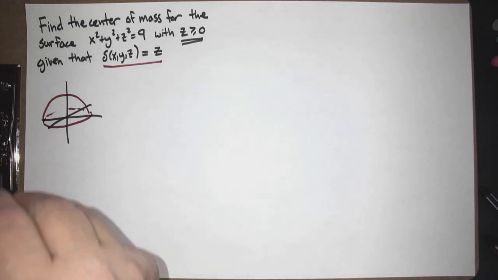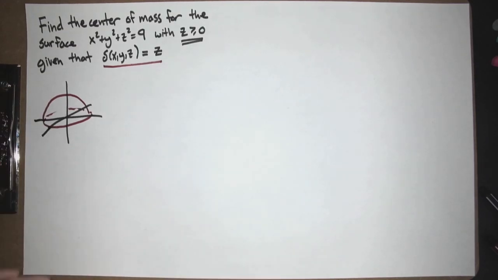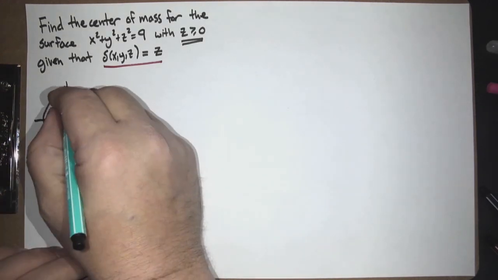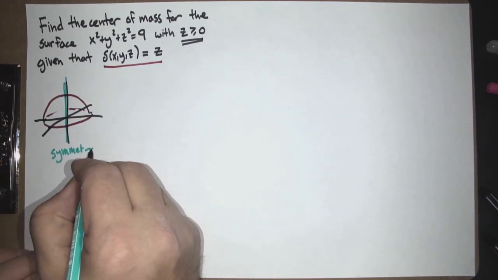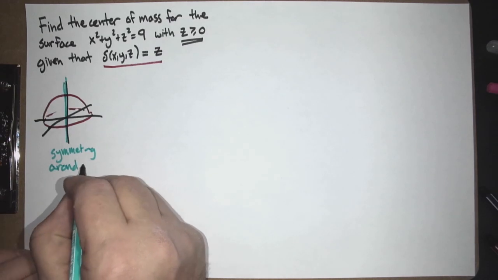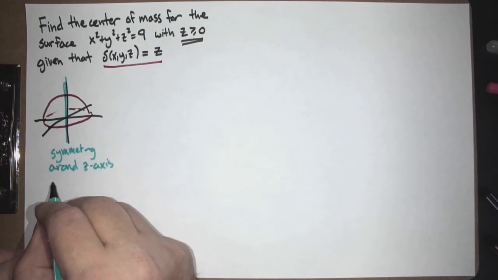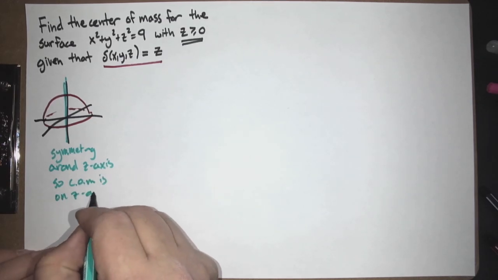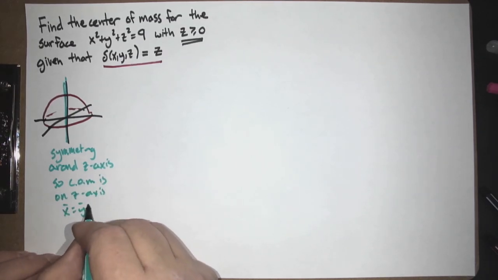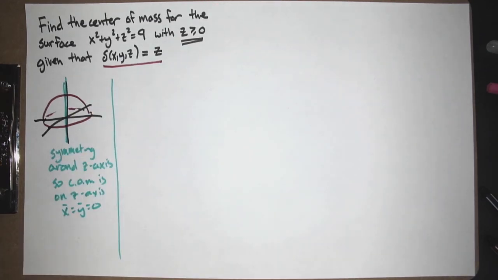Now, part of this question is going to be pretty quick. Can we say anything about the center of mass? It's got to be on the z-axis. Why? Symmetry. There's symmetry around the z-axis, symmetry of shape and symmetry of density. So the center of mass is on the z-axis. So x bar equals y bar equals 0. So we're 2/3 of the way done. Huh, that was quick. The other 1/3 might take us longer.